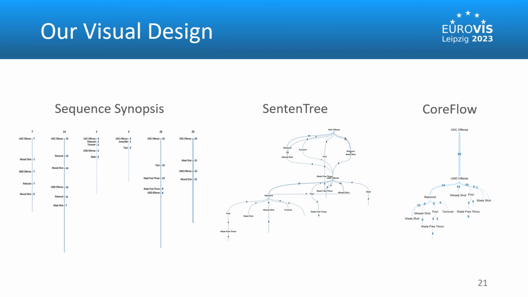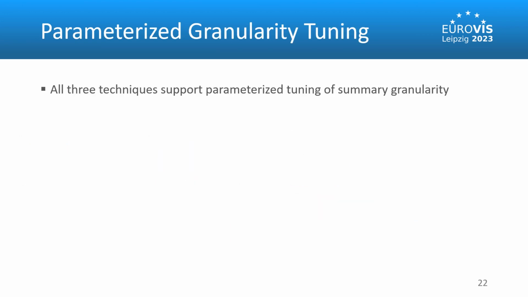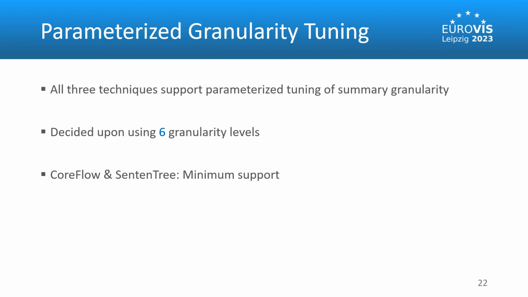We can control granularity level by adjusting the minimum support or the number of sequences parameter in the UI. As mentioned in the technique selection criteria, all the techniques we use support parameterized tuning of summary granularity. After experimenting with varying degrees of granularity, we decided upon using 6 granularity levels. For CoreFlow and SentenTree, we use the minimum support parameter. For sequence synopsis, we use the number of patterns parameter.